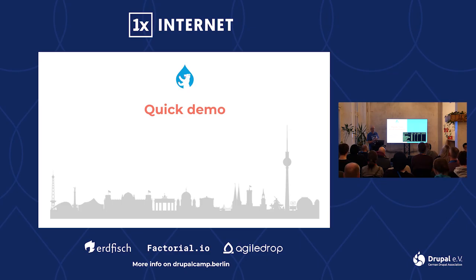I also mentioned the Migrate Tools module, which provides a couple of commands that make it possible to execute the migrations using Drush. So I use migrate import, rollback to get rid of everything, and the status command. You already saw that. It gives me the overview of what has been imported and what not.